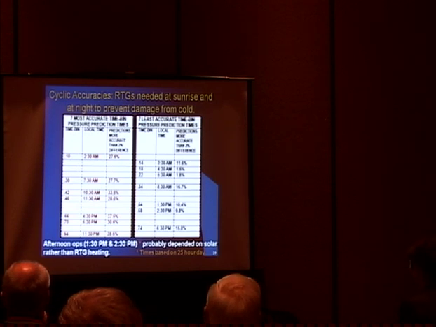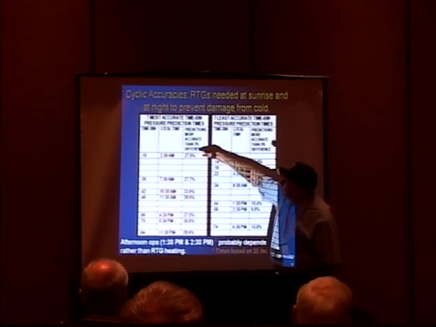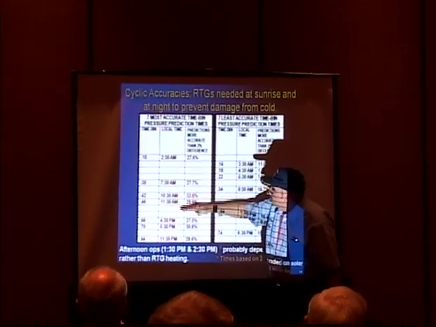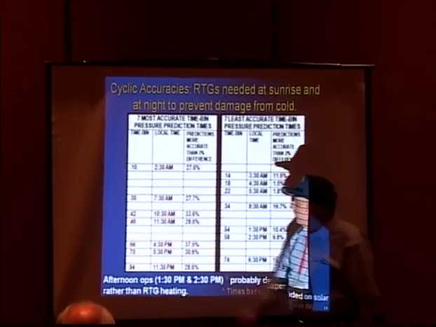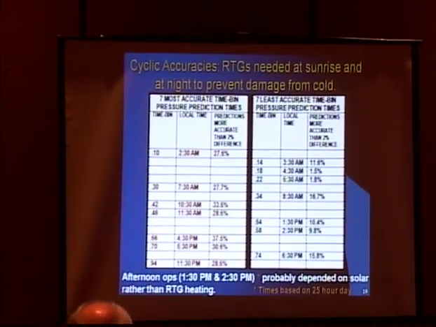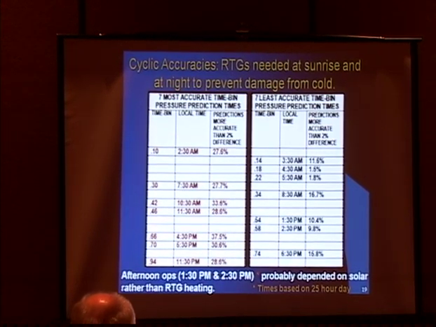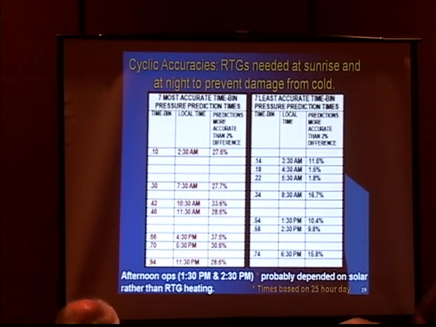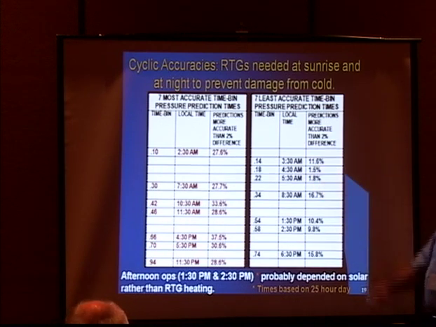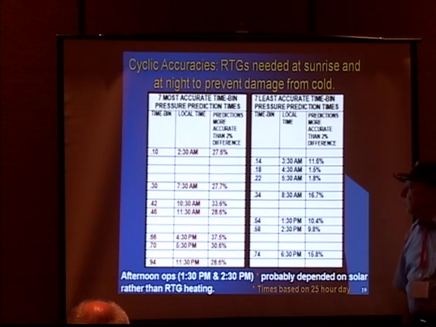So here, this chart tells you again when we were most accurate and when we were least accurate. Most accurate: 2:30, 7:30, 10:30, 11:30 in the morning, 4:30, 5:30, 11:30 at night, all fairly good amounts of time that we could predict within 2%, bottom of 3%. Least accurate times, on the right: 3:30, 4:30, 5:30 in the morning, 8:30 in the morning, 1:30, 2:30 in the afternoon, and 6:30 at night.